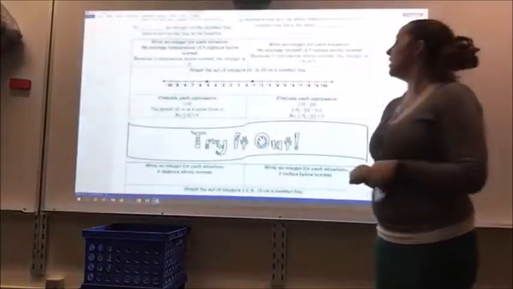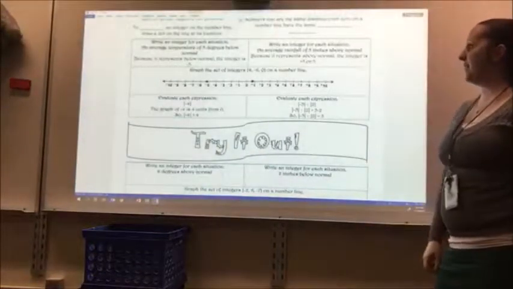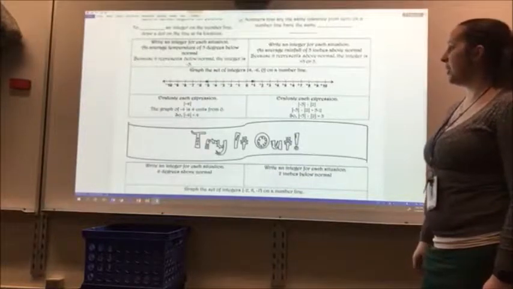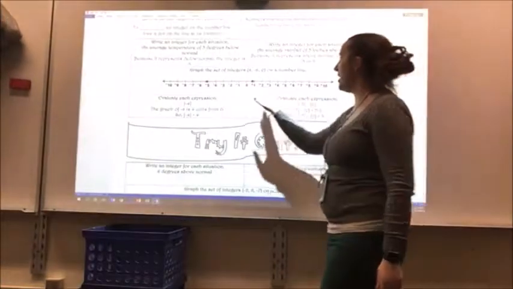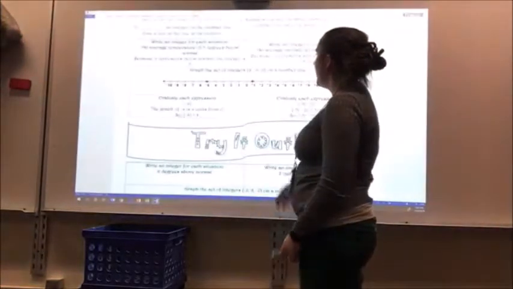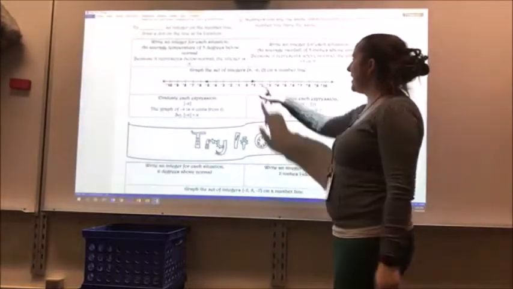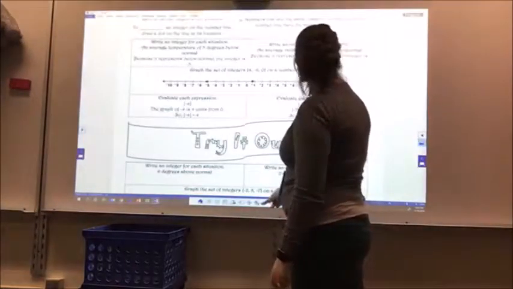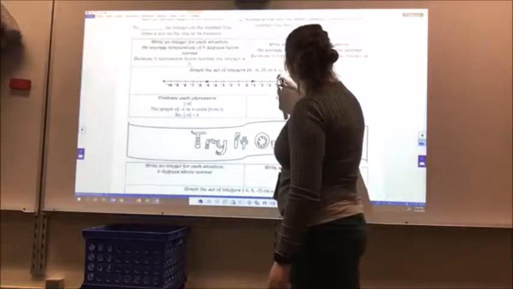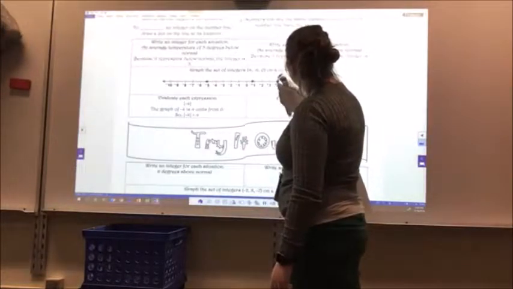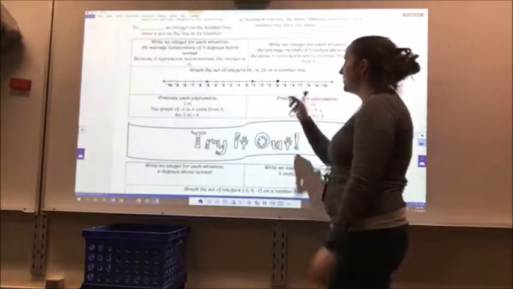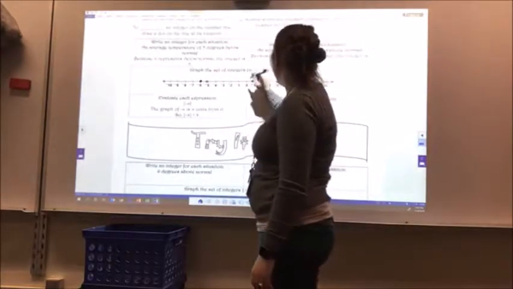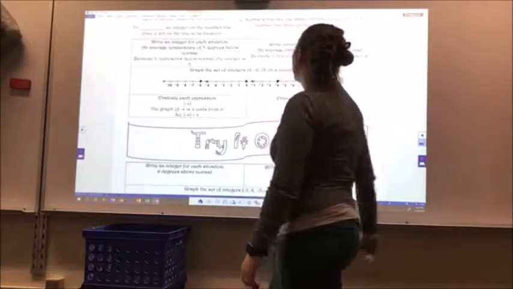Okay. Next one I have is graph the set of integers 4, -6, and 0 on a number line. So I go ahead and I find, here's my number line, okay? And then I find 4. So I start at 0 and I go to 4. And I put a dot at 4. Okay. For -6, I go to -6, put a dot at -6. And 0, I put a dot at 0. Okay.